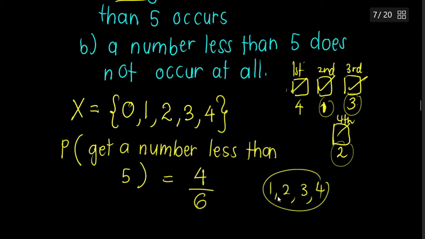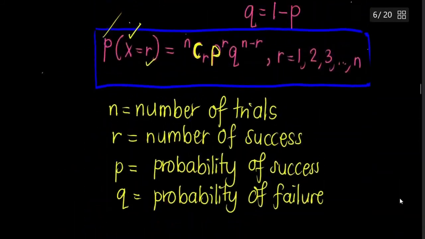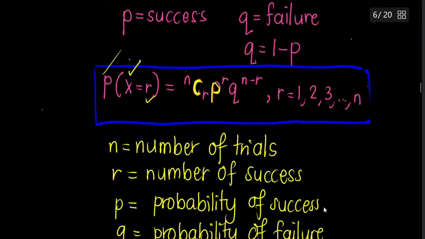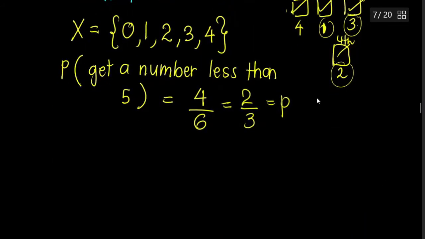4/6. This is my probability of getting a number less than 5. Remember, you can simplify this, it becomes 2/3. So this is your small p. You already found your small p. Now that we already found our small p, it will be easy for us to find the q also. Q, just take 1 minus 2/3. That means we will get 1/3. So P done, Q done.